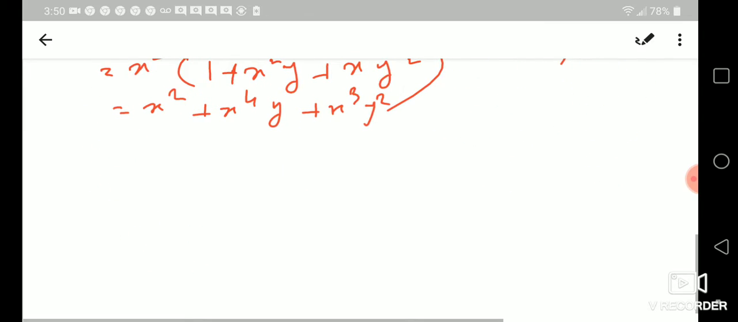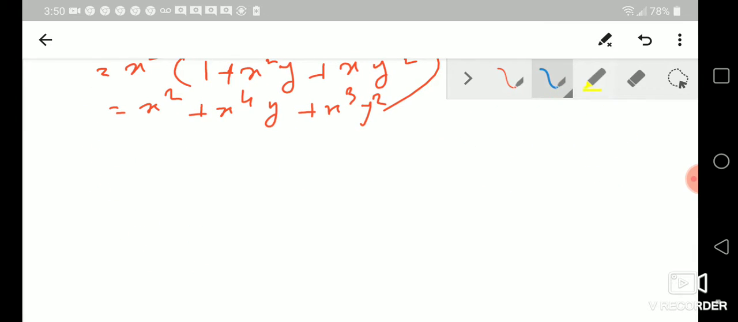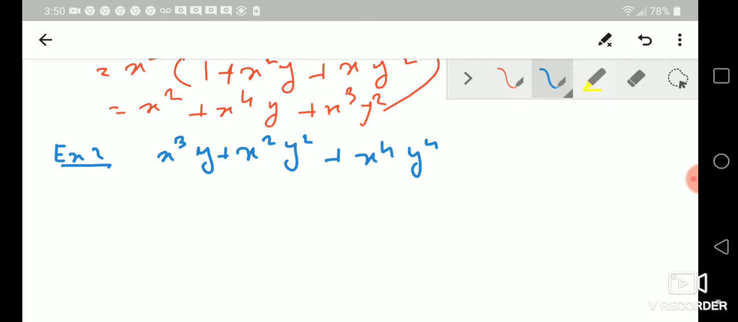Okay, so let's say example 2. So let's say you have x3y, x2y2 and x4y4. In this one we can break it down. It's up to you. Once you get comfortable with it, you don't have to, but I'm going very simplified just so you understand it. So let's break it down again.